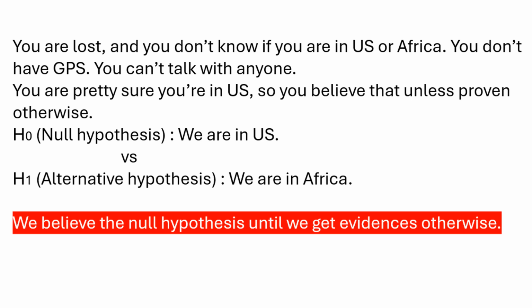You are pretty sure that you are in US, so you believe that unless proven otherwise. This belief is considered as the null hypothesis: we are in US. Now there needs to be a hypothesis which is complementary to the null hypothesis, which is called the alternative hypothesis, denoted as H1, which says that we are in Africa. We believe the null hypothesis unless we get evidence otherwise.